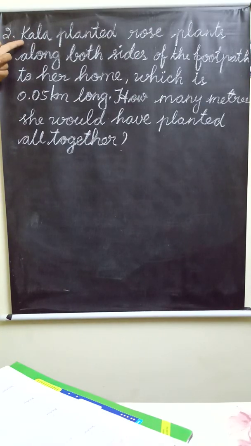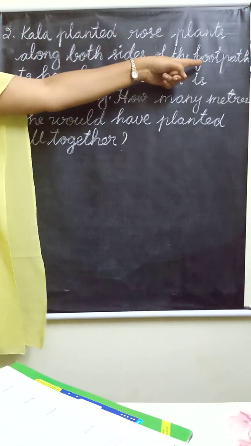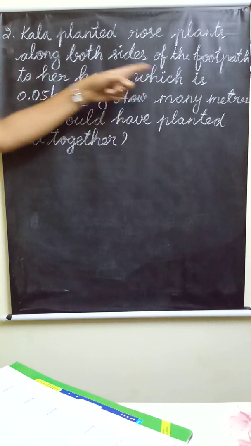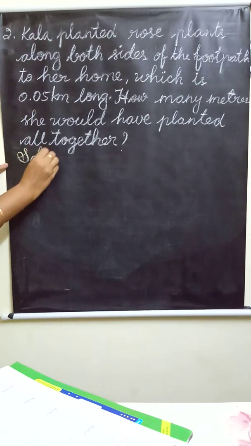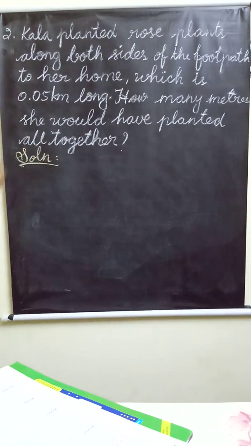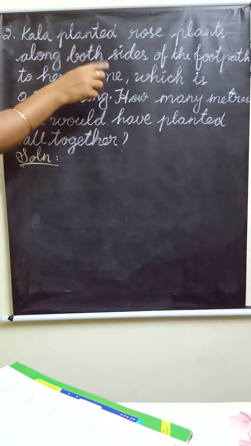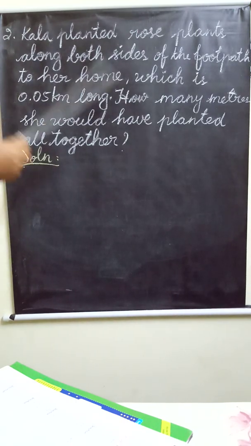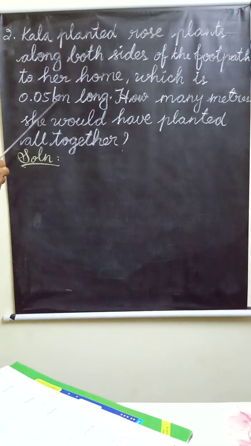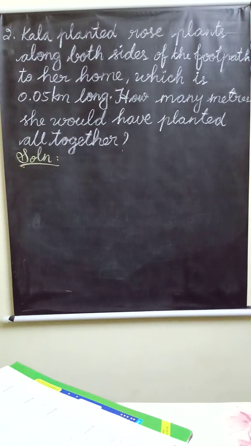Listen children, this is the second problem. Kala planted rose plants along both sides of the footpath to her home, which is 0.05 kilometer long. How many meters would she have planted altogether? First solution. One side she has planted 0.05 kilometer. So both sides means 0.05 kilometer plus 0.05 kilometer.